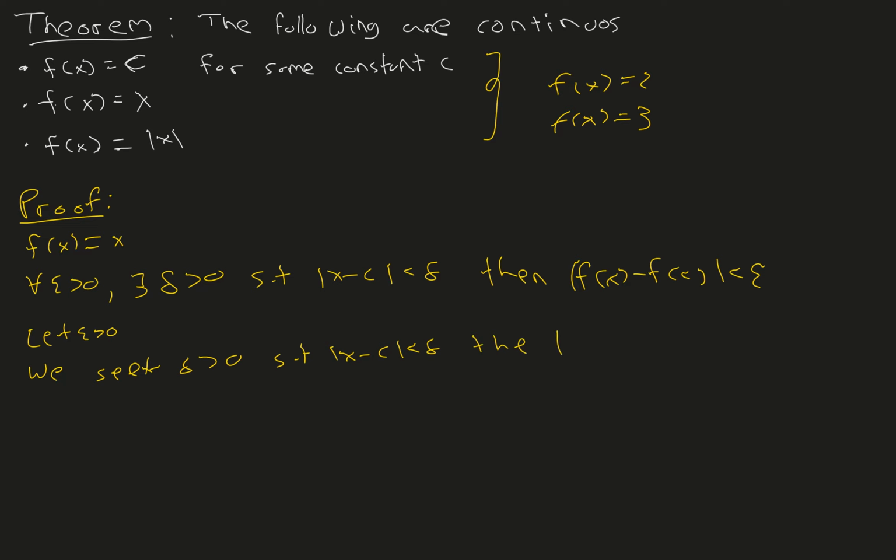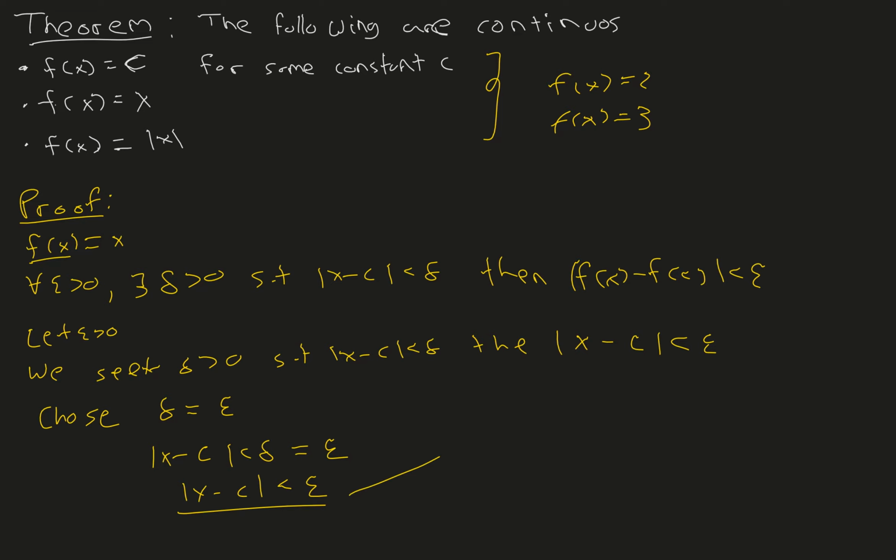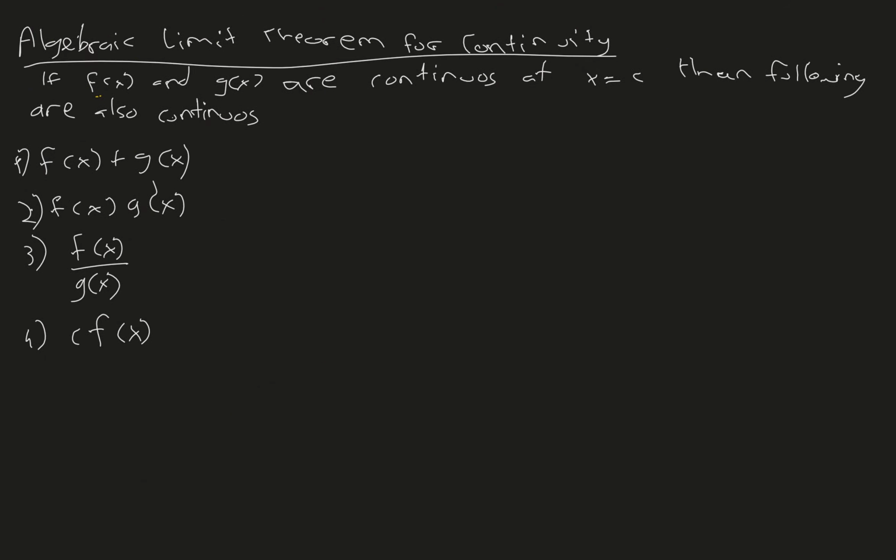Then f of x here is x, and f of c, we substitute c in f of x and we get c, so we need the modulus of x minus c to be less than epsilon. If you see this, it's just simple. We choose delta equals epsilon, and we know that the modulus of x minus c is less than delta, which is equal to epsilon. So the modulus of x minus c is less than epsilon. That's what we needed to show, and we're done with the proof. The proofs of the other two are also pretty easy, so I'm not going to do them.